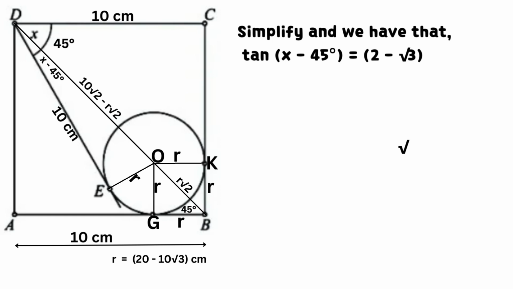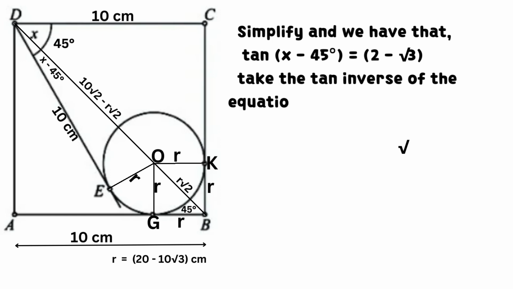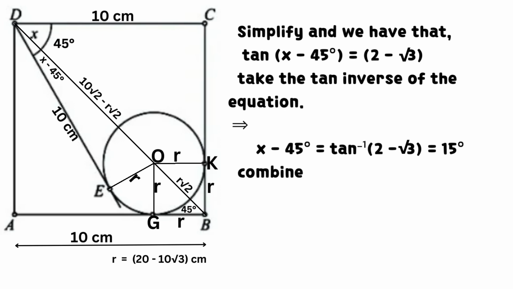Simplify and we have that tan of X minus 45 degrees equals 2 minus the square root of 3. Take the tan inverse of the equation. It implies that X minus 45 degrees equals tan inverse of 2 minus the square root of 3, which equals 15 degrees. Combine like terms. Therefore, X equals the sum of 45 degrees and 15 degrees, which equals 60 degrees.